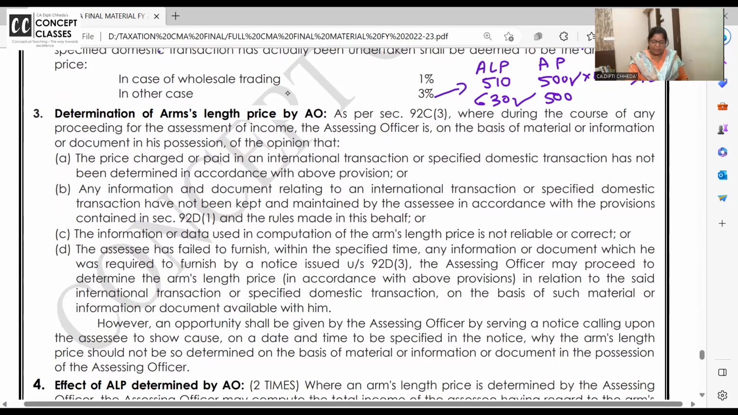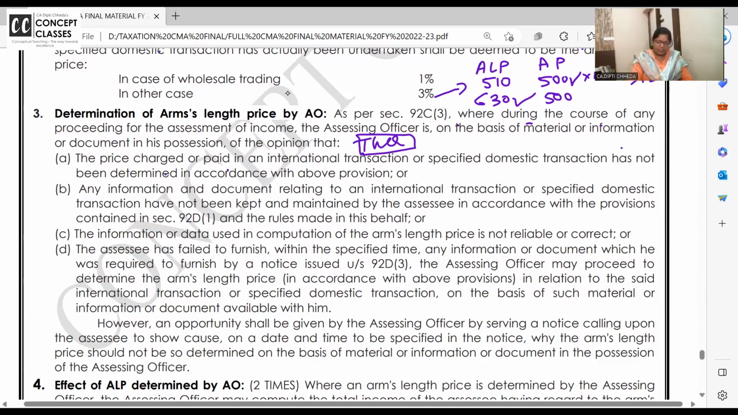Determination of the arm's length price by the AO. Theory question. What are the cases wherein they are not considering what we say and want to decide the arm's length price? Section 92C(3), where during the course of proceeding, AO has got information that price charged or paid in international transaction or specified domestic transaction has not been in accordance with the above provisions.